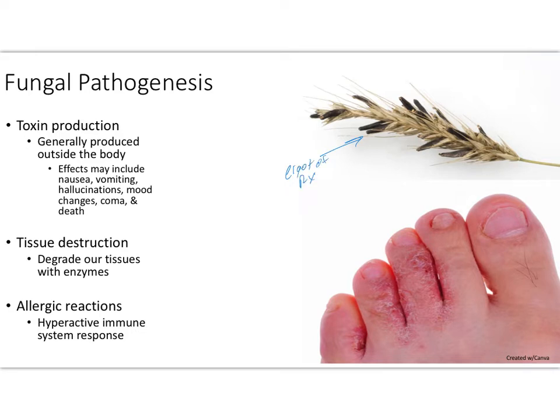This happens on wheat and other grains too, but this one just happens to be rye. Anytime you see this kind of black looking kernel here, that is a kernel that's been infected by this fungus, and that fungus will produce a toxin.